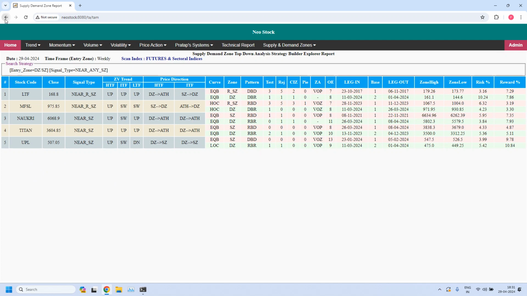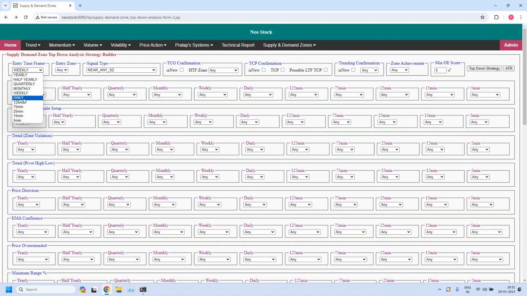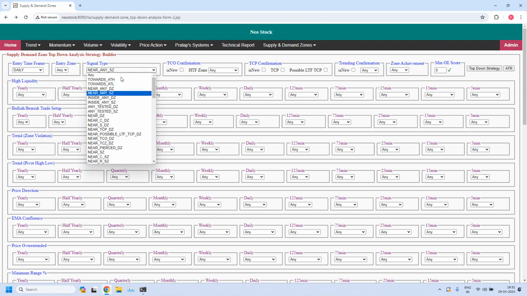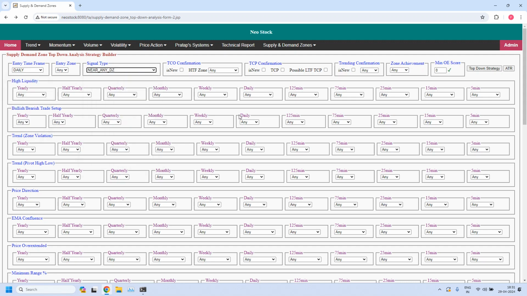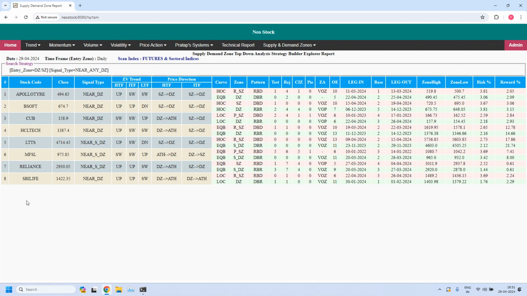So I am going back, changing the time frame to daily. Entry time frame is daily. Let us find the stocks near daily demand zone. So these 8 stocks are filtered near to the daily demand zone. Now let us identify high liquidity daily demand zones from this list.